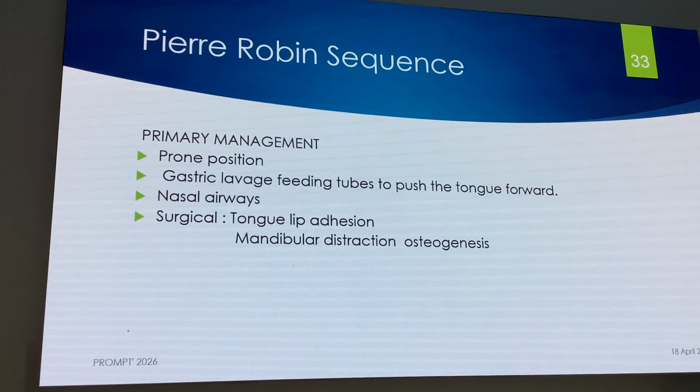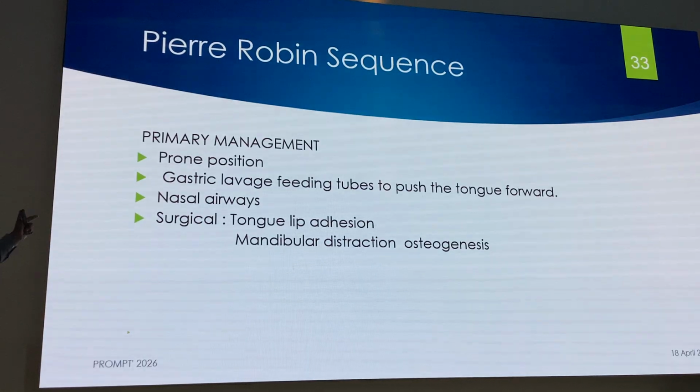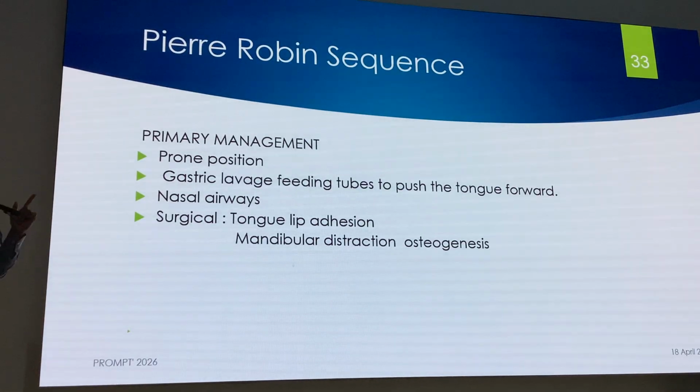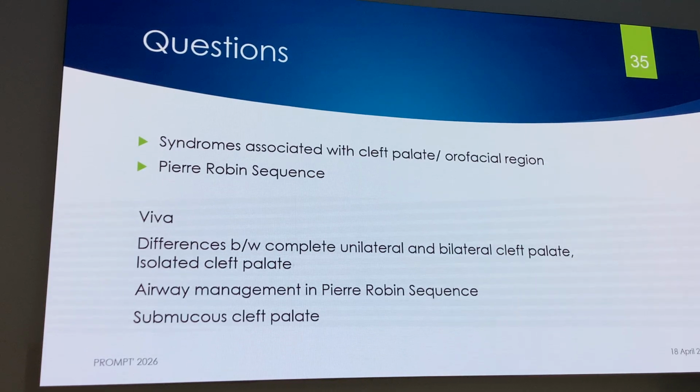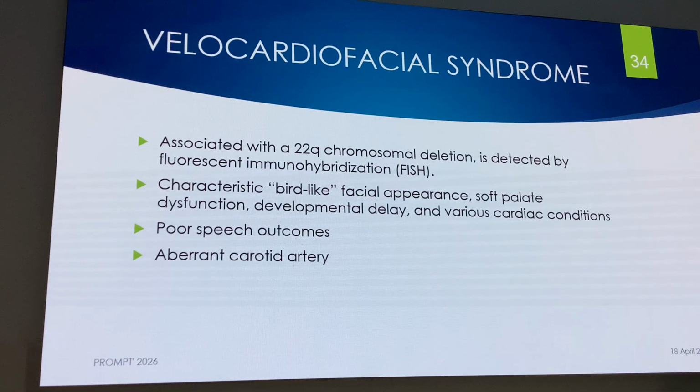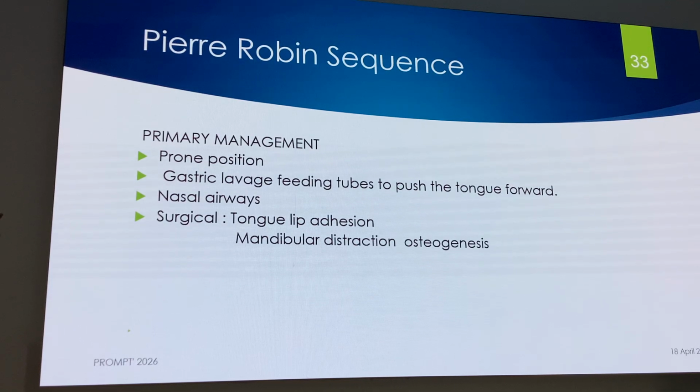Primary management: keep the baby in prone position. If the baby's parents are not comfortable, you put them in a lateral position. Gastric lavage feeding tubes push the tongue forward, which will also help you feed the baby without the risk of aspiration. Nasal airways, the nasopharyngeal airways, actually help you put the air right behind the tongue and push it up. And the last one is tongue-lip adhesion, which is a soft tissue procedure. You bring the tongue forward and suture it to the lip. And then there is mandibular distraction osteogenesis.